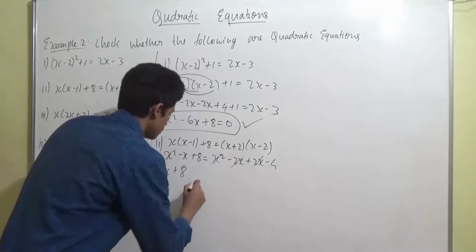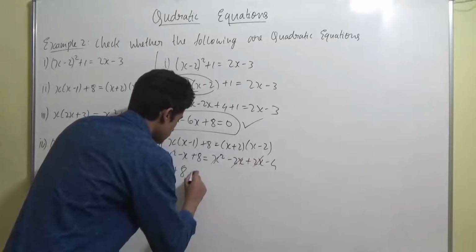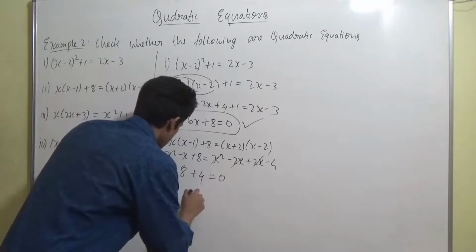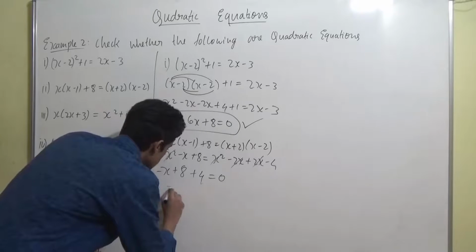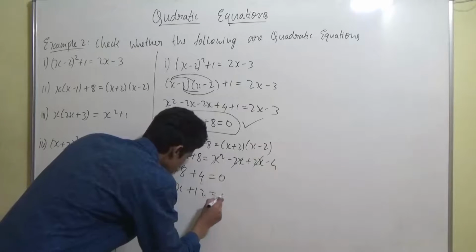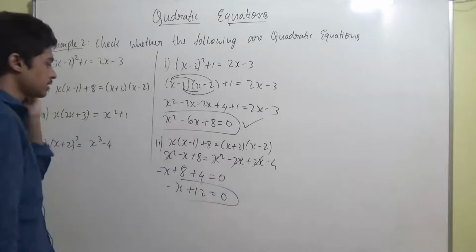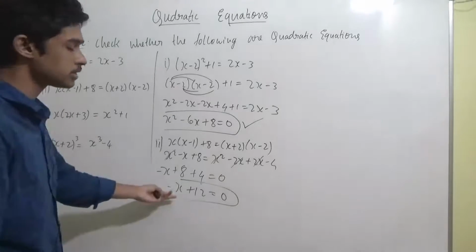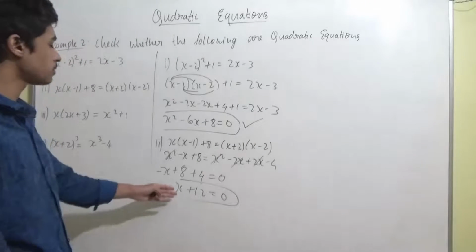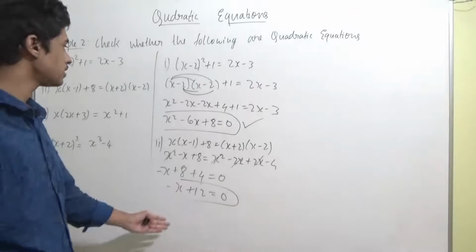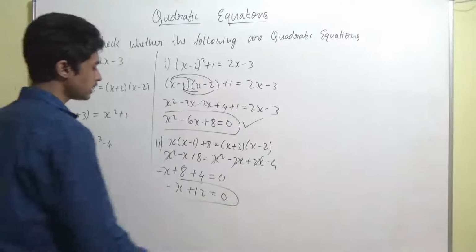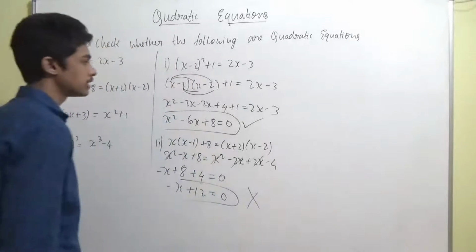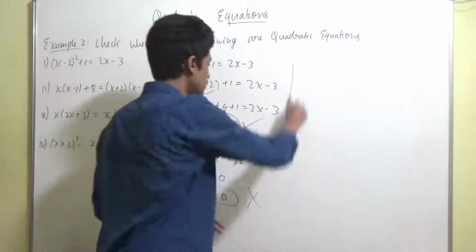Remaining will be minus x plus 8 minus 4. When it comes to LHS, it becomes plus 4 equal to 0. It will become minus x plus 12 equal to 0. This will be the remaining equation guys, correct? Now if you see this equation, it's not a quadratic equation, it's a linear equation, because the highest degree in this equation is just 1, which means it's not a quadratic equation. Getting it guys? That's how we will be doing it.